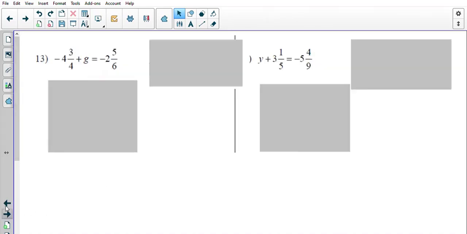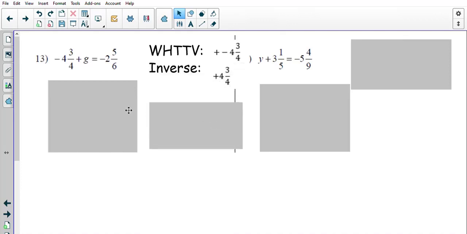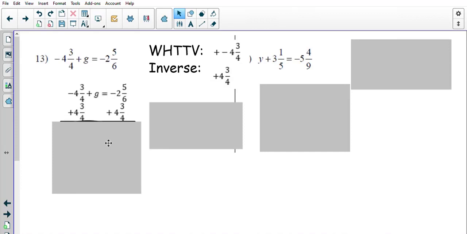All right, question number 13. We have negative 4 and 3/4 plus g equals negative 2 and 5/6. Let's mix in some fractions. What's happening to the variable is we are adding negative 4 and 3/4. The inverse is to add a positive 4 and 3/4. So show plus 4 and 3/4 on both sides.